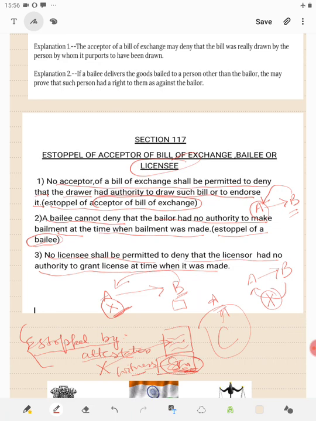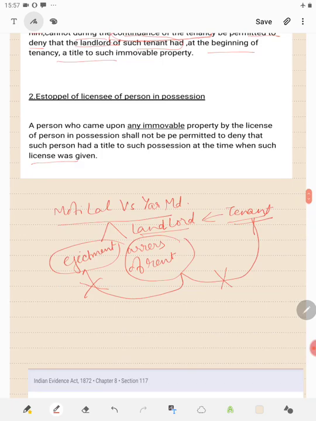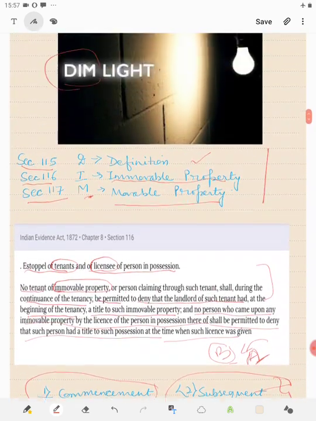So that is all. I once again say, an attestator in the ordinary course knows nothing of the contents of the document. So he is not estopped from denying the truth of the document. But if he knows about the contents, then the estoppel operates. So that is all about sections 116 and 117.